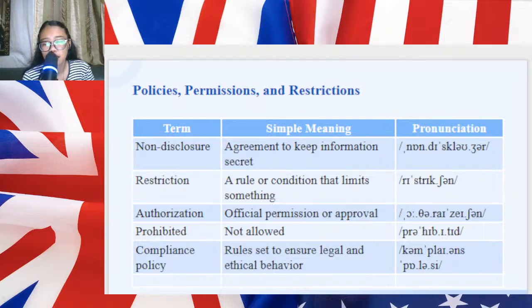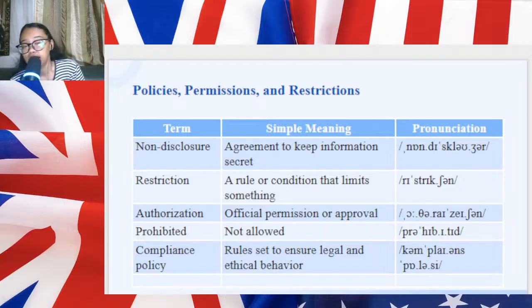Next is hib, which is a short I vowel sound. Then another short I vowel sound alone is the third syllable. And then ted, which is a short I vowel sound also. So this is prohibited. The second syllable is the stressed syllable here, which is the hib. So this is prohibited. Again, prohibited.